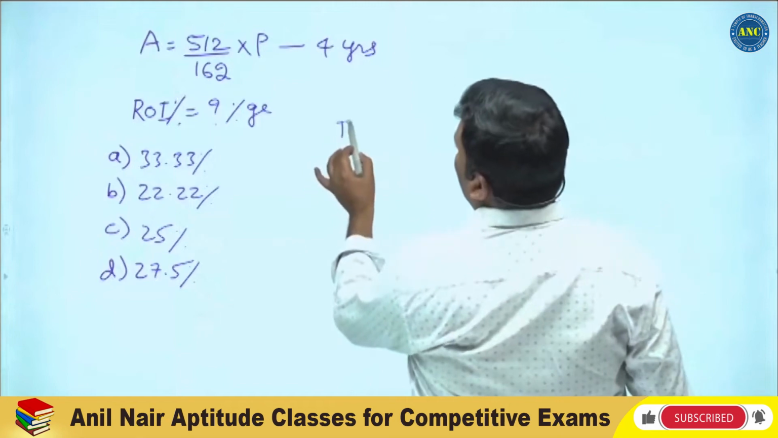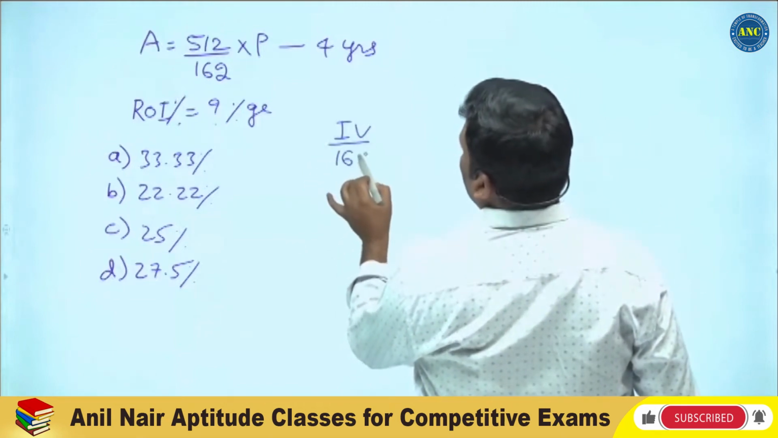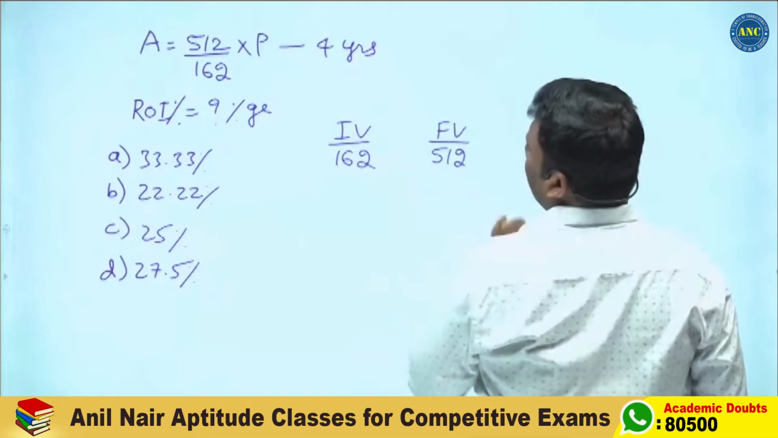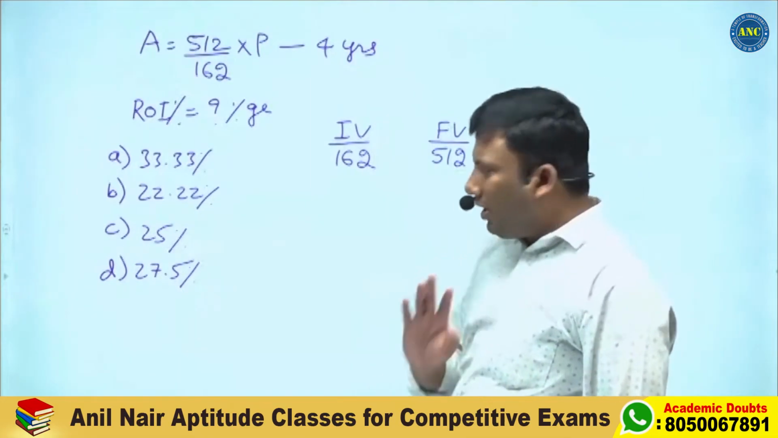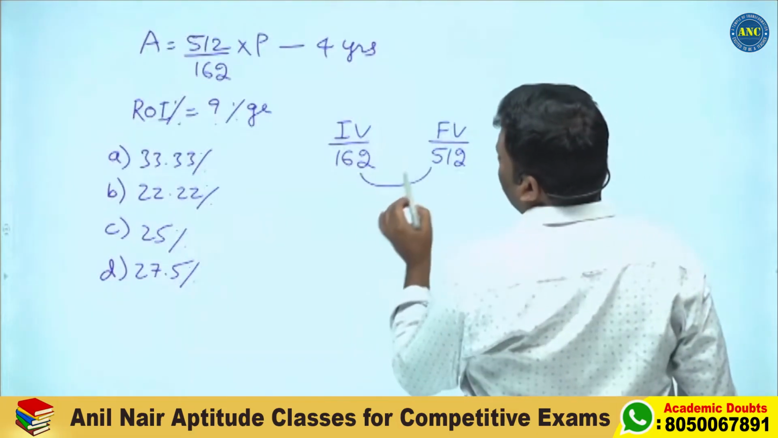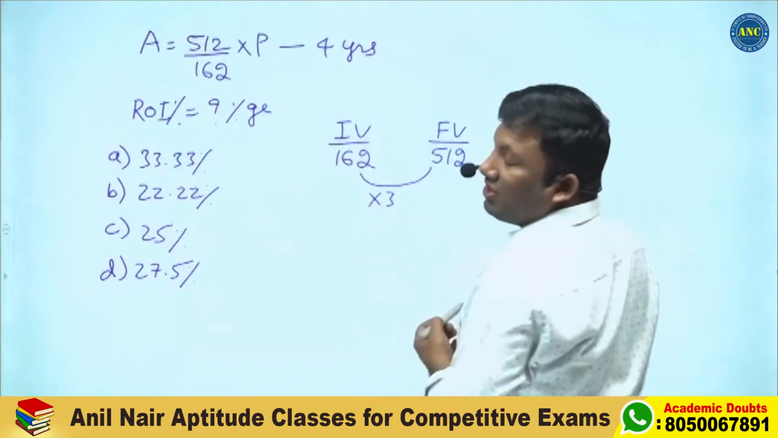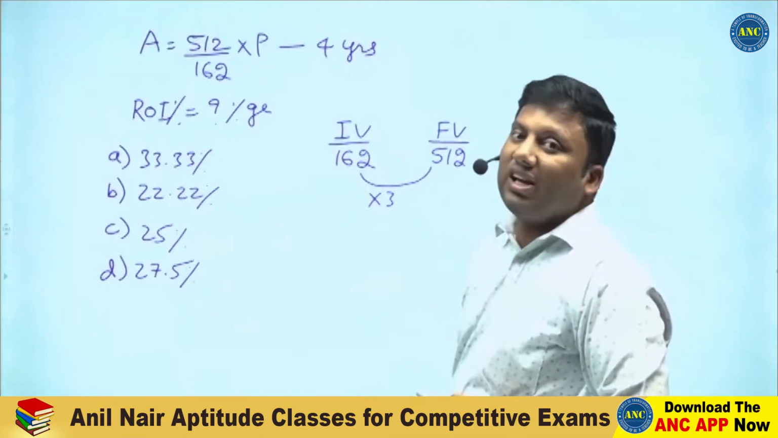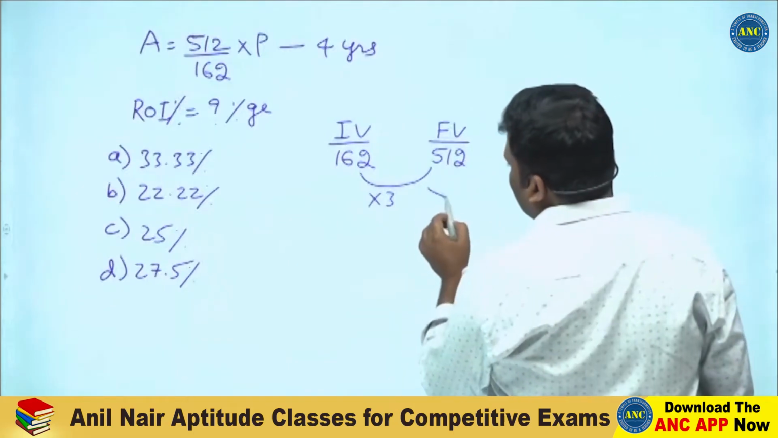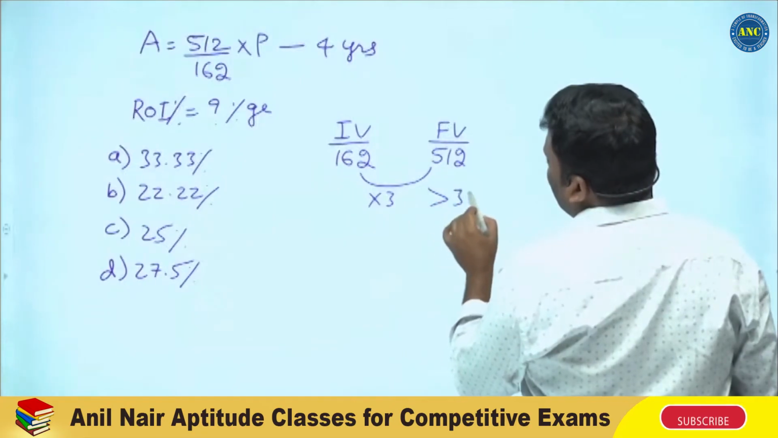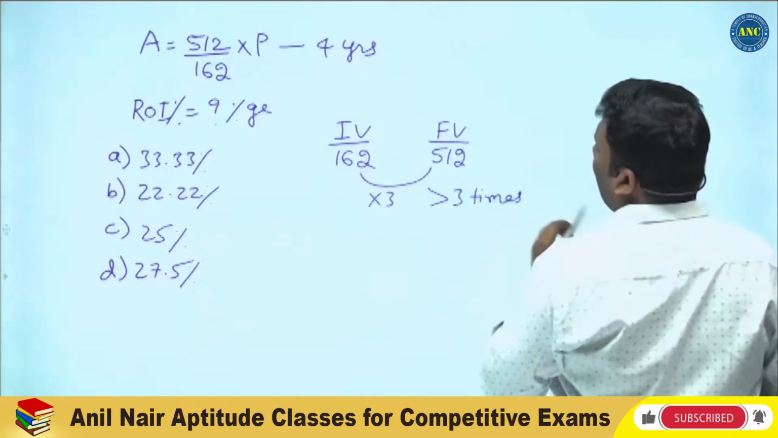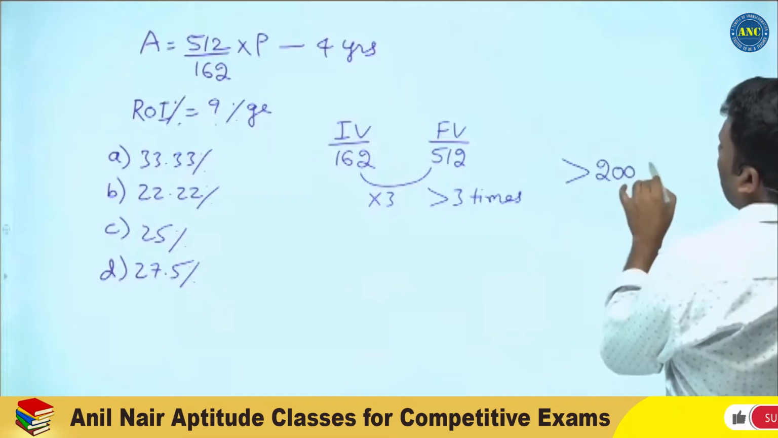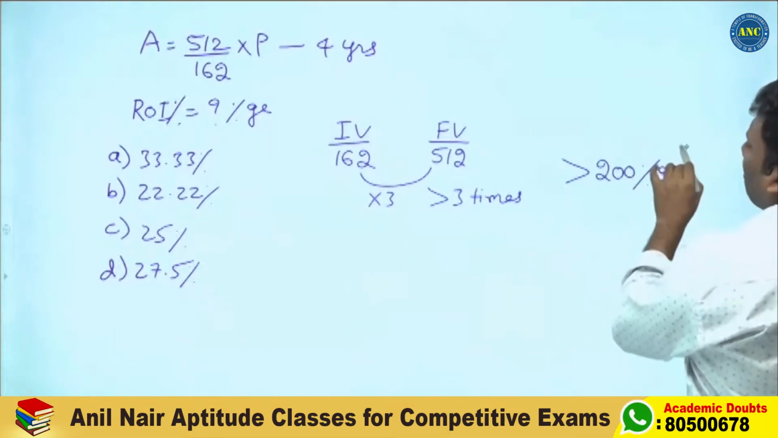So initial value, if it is 162, final value, it is 512. Am I right? 162 into 3, it is 486. 512 is still greater than 486. That means it is greater than 3 times. If final value is greater than 3 times, overall percentage increase should be greater than 200 percentage.